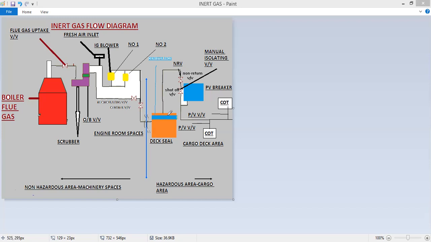Inside the deck seal also, we have demister pads because it is filled up with water. Once the IG goes through the water, it goes into this line to the deck. But to absorb the moisture from the inert gas, there are demister pads similar to what is present in the scrubber. Similar demister pads are here in the deck seal also. Now, the functioning and structure design of this deck seal, PV breaker, and scrubber cannot be explained in this video because it will become too long.